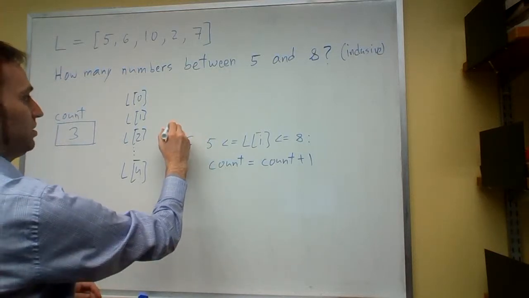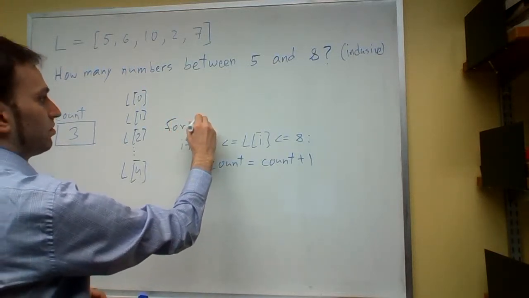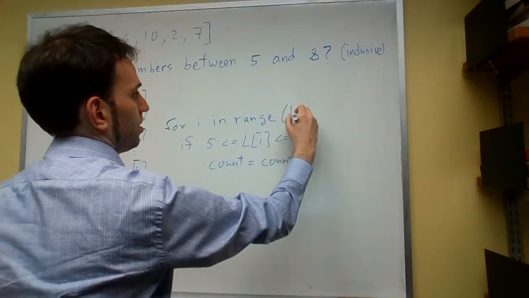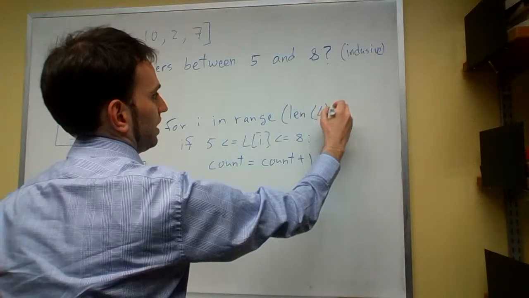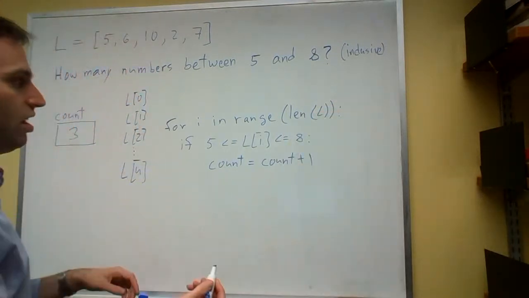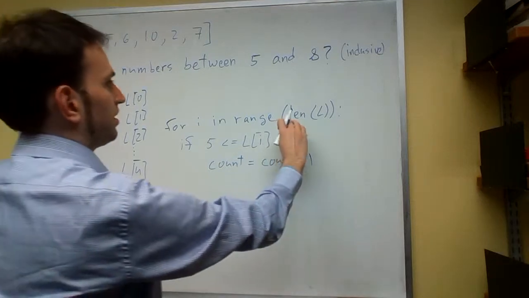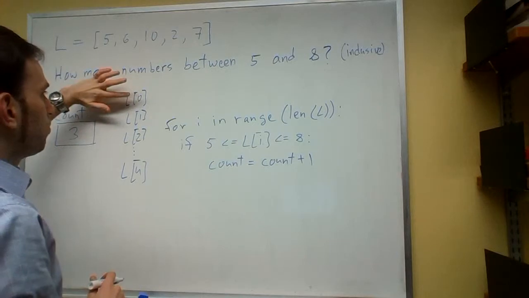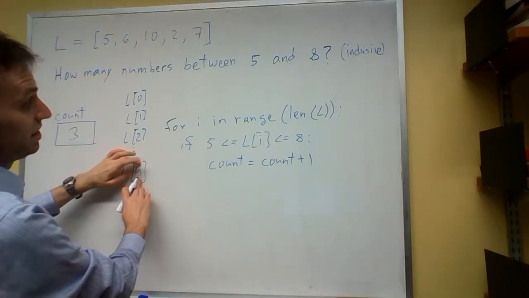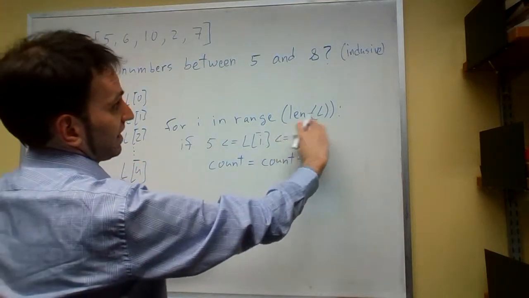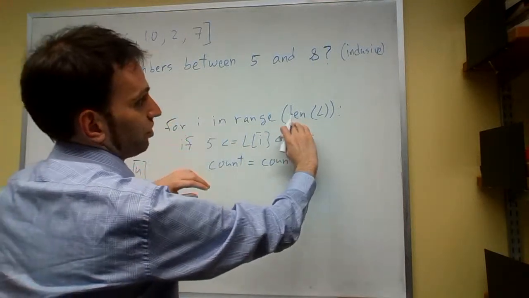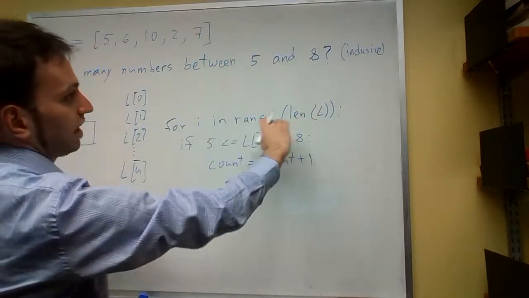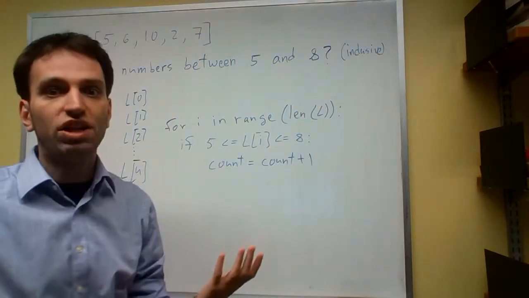So I'll complete this by writing for I in range the length of the list L. This will do exactly what I want because the length of the list L is 5. There's 5 elements in L, and I want to go from L at 0 to L at 4. That's the last element of L, and that's exactly what for I in range length of L does. If length of L is the length of the list, which is 5, and I want to go up to 5 minus 1, which is 4.